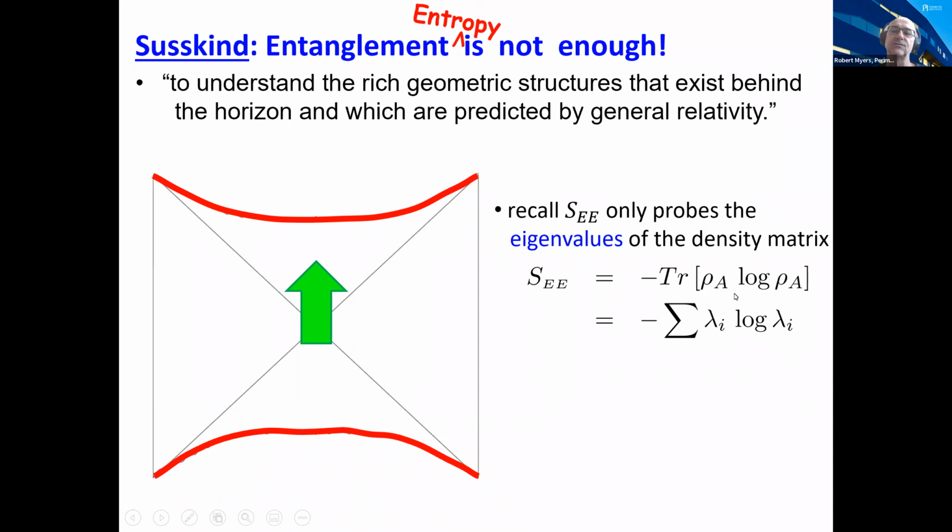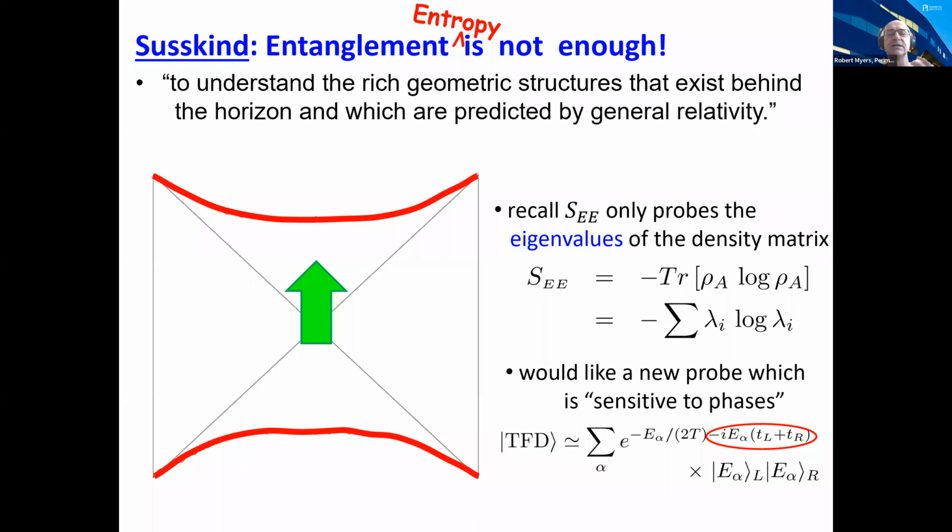So here's a standard formula. And what Lenny suggested is we want some new probe that's more sensitive to the structure of the density matrix. So in particular, it might be sensitive to the phases that appear in the time-evolved thermofield double. And his suggestion, of course, was the idea of holographic entanglement or holographic complexity.